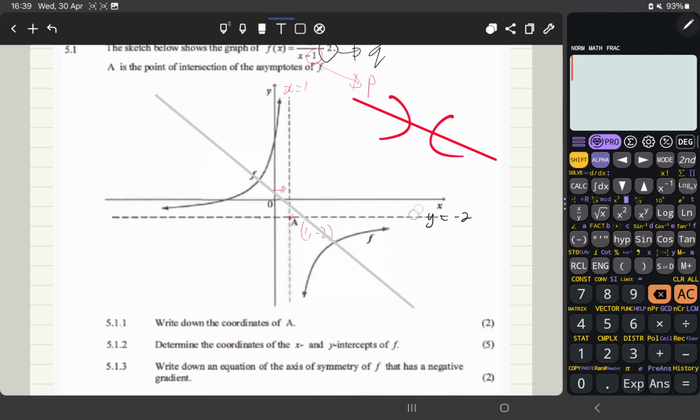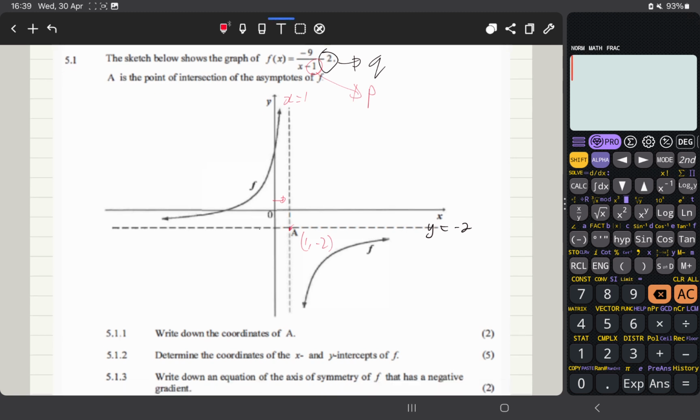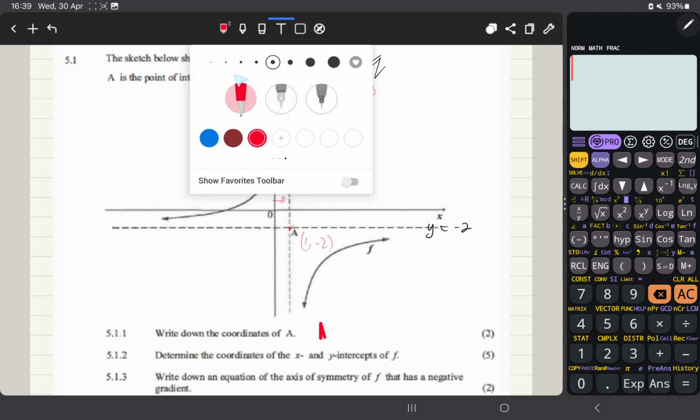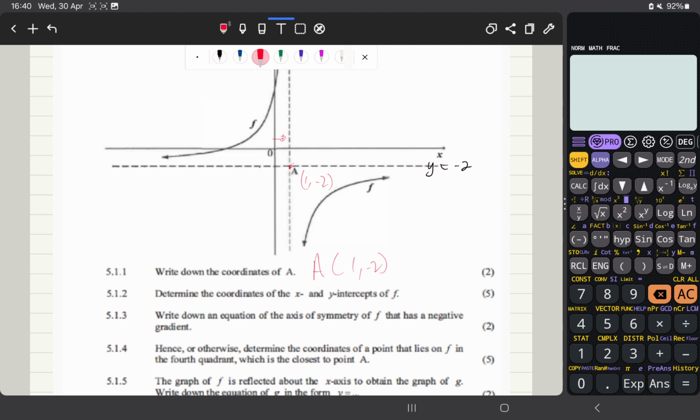Now we're going to move on to answer these questions. Let me erase, I think these are not important. So first question, write the coordinates of A. We have already done that. Remember, A is the intersection of your two asymptotes, right? So the coordinates of A are 1 and -2. These are the coordinates of A. I'm guessing there is 1 mark for each.